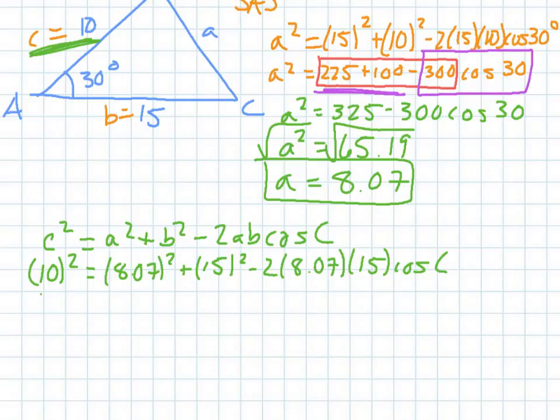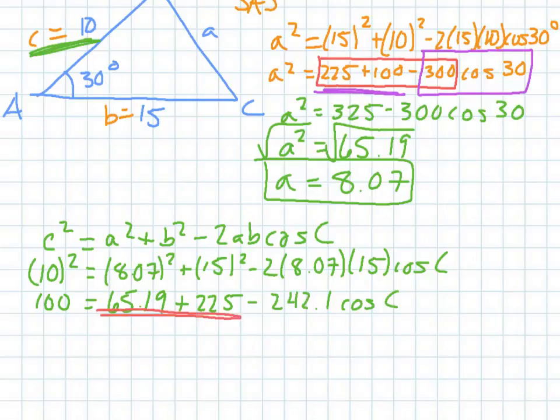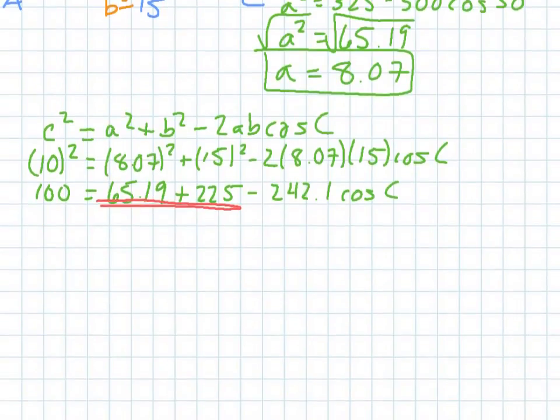Okay, so here you get 100. We already know what 8.07 is squared because we just square rooted it. So 65.19 plus 225 minus, here 2 times 8.07 times 15 gives you 242.1 cosine of C. Here I need to solve. Remember, these two are like terms. So 100 equals 290.19.